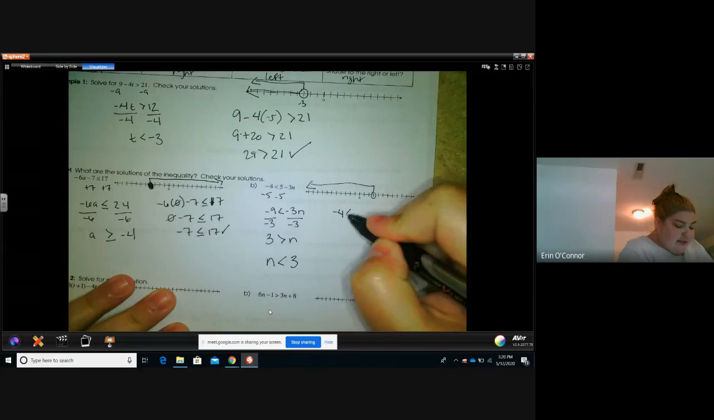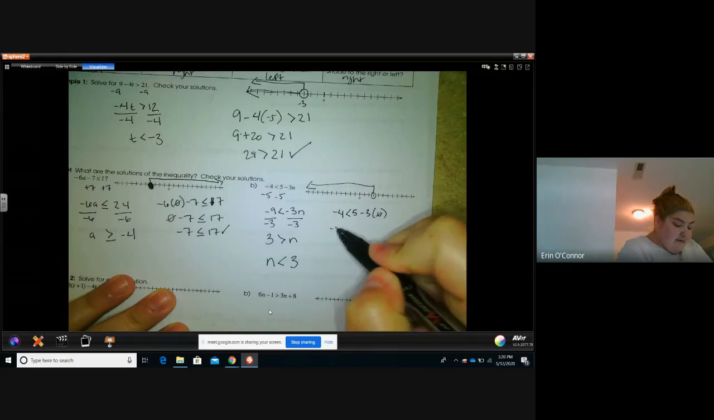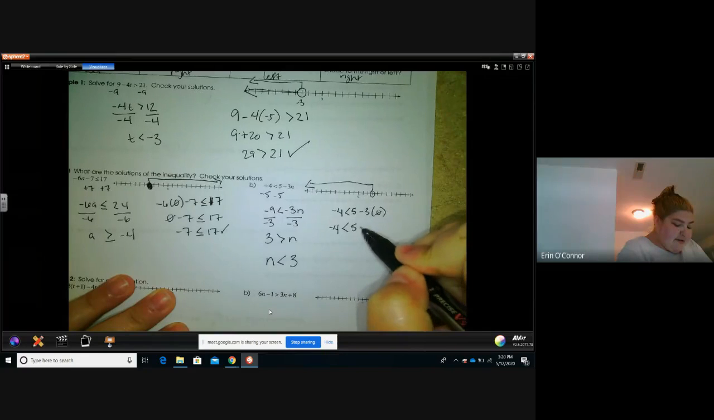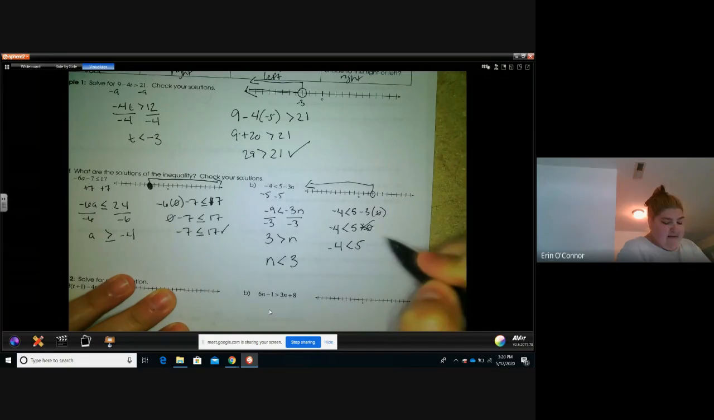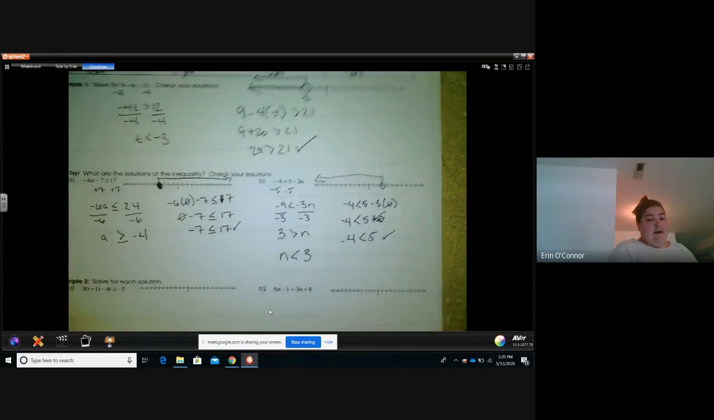So negative 4 is less than 5 minus 3 times 0. Negative 4 is less than 5. Negative 3 times 0 is 0, so plus 0, minus 0, whatever, or you can just cancel out. Negative 4 is less than 5. And negative 4 is less than 5, so we are okay.